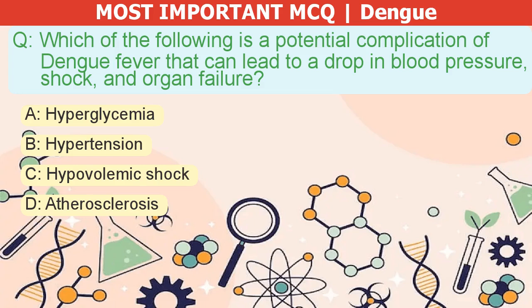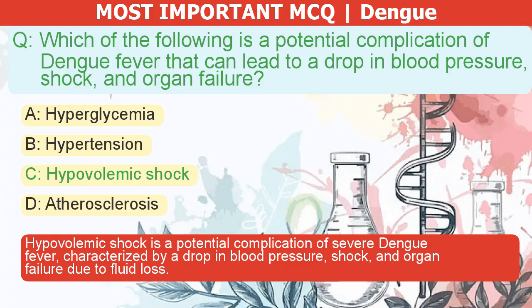Which of the following is a potential complication of dengue fever that can lead to a drop in blood pressure, shock, and organ failure? A. Hyperglycemia. B. Hypertension. C. Hypovolemic shock. D. Atherosclerosis. The correct answer is C. Hypovolemic shock is a potential complication of severe dengue fever, characterized by a drop in blood pressure, shock, and organ failure due to fluid loss.